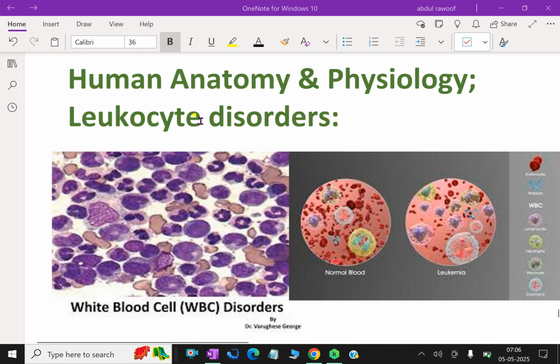Welcome to aminacademy.com. In human anatomy and physiology, let us discuss leukocyte disorders. This is a general term used to indicate an abnormal reduction in the number of circulating granulocytes, commonly called neutropenia.